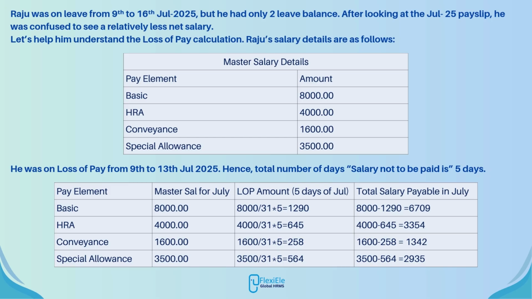Now let's understand this with the help of an example. So suppose Raju was on leave from 9 to 16th July but had only 2 paid leaves. So 5 days were considered loss of pay. To calculate this, his monthly salary is broken down per day and then multiplied by 5 days. This amount is then deducted from each component of his salary.